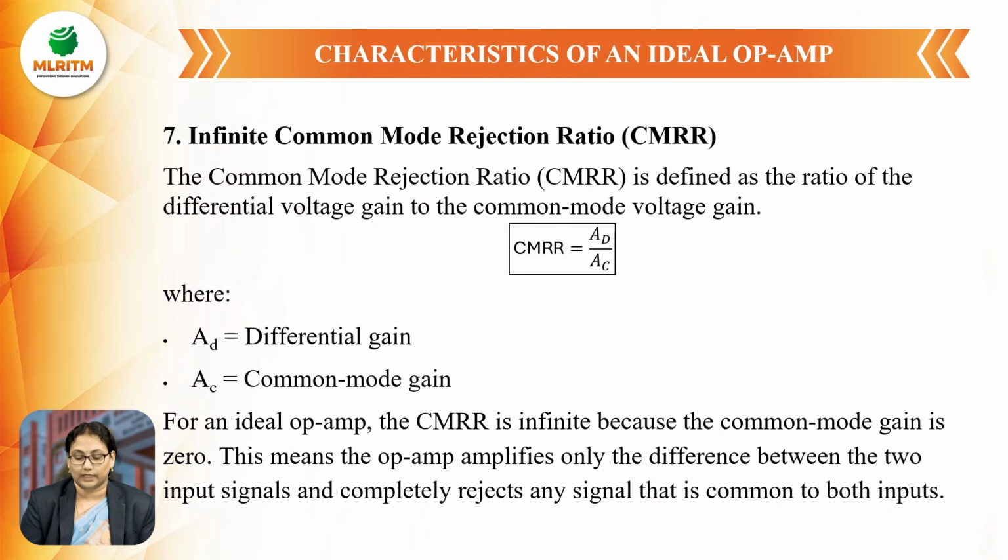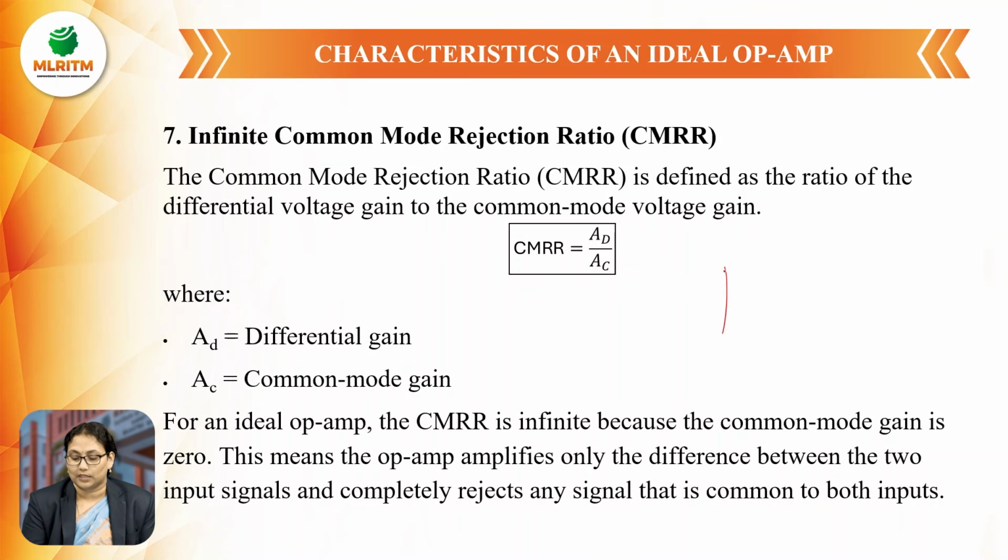And the seventh one is infinite common mode rejection ratio. Common mode rejection ratio is defined as the ratio of AD by AC, where AD is the differential gain and AC is the common mode gain. So it is a ratio of differential gain to common mode gain. Generally, common mode rejection ratio means the ability to reject a common mode signal.